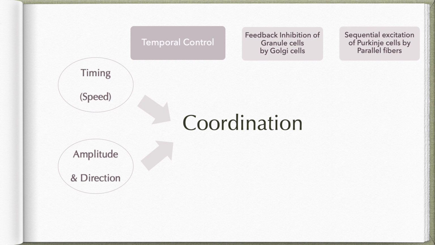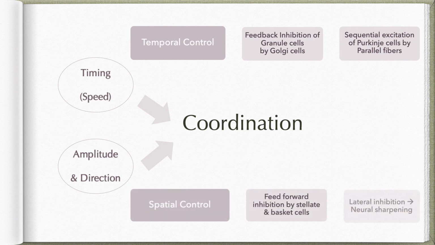Cerebellum exerts spatial control through the feed-forward inhibition, which is done by the stellate and the basket cells in the molecular layer. They ensure that a microzone of Purkinje cells are excited, whereas the surrounding Purkinje cells are inhibited, what is known as lateral inhibition. This will result in neural sharpening, which will be translated as precision of a movement. While the vermis of the cerebellum maintains balance by bilateral control, the cerebellar hemispheres maintain coordination through ipsilateral control.